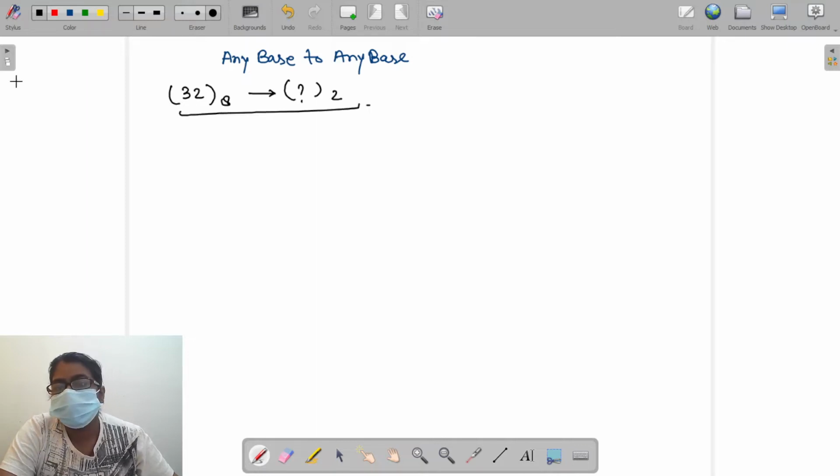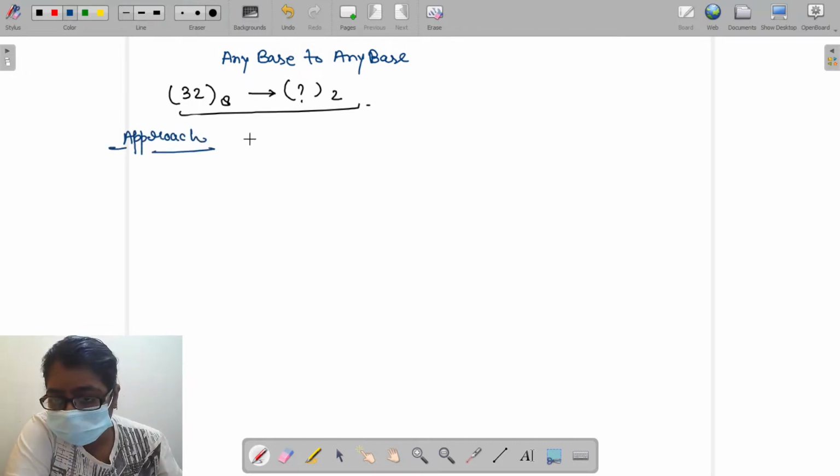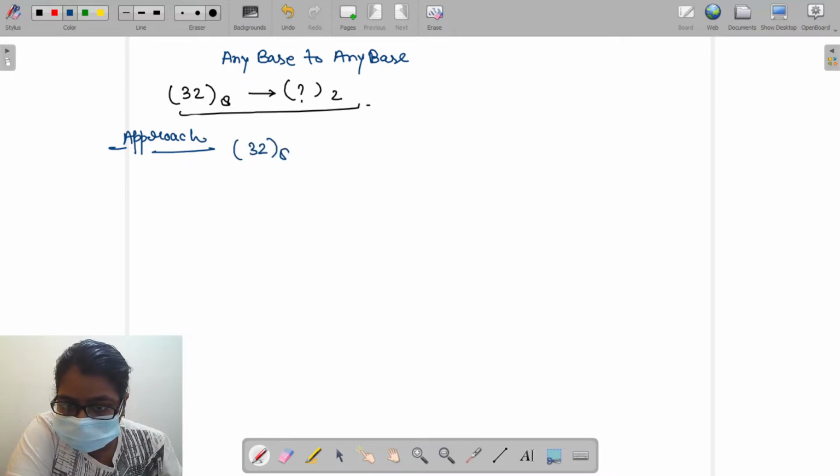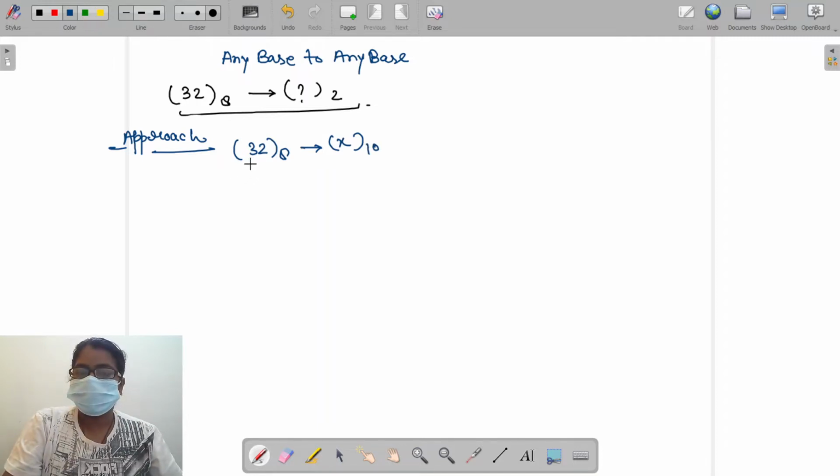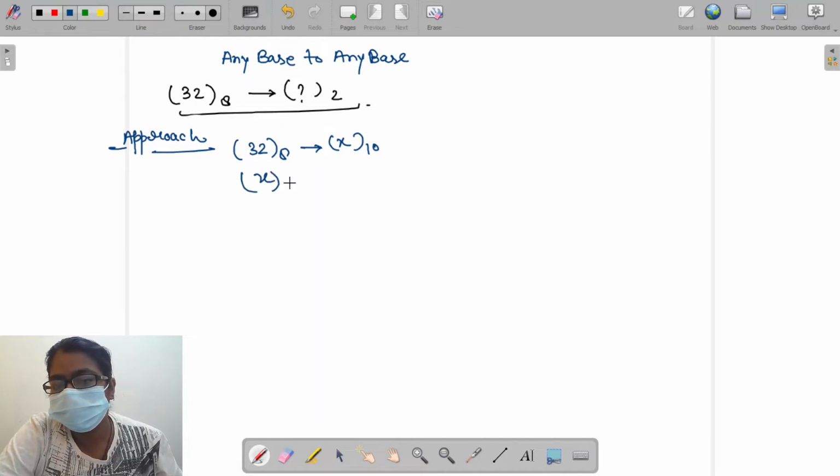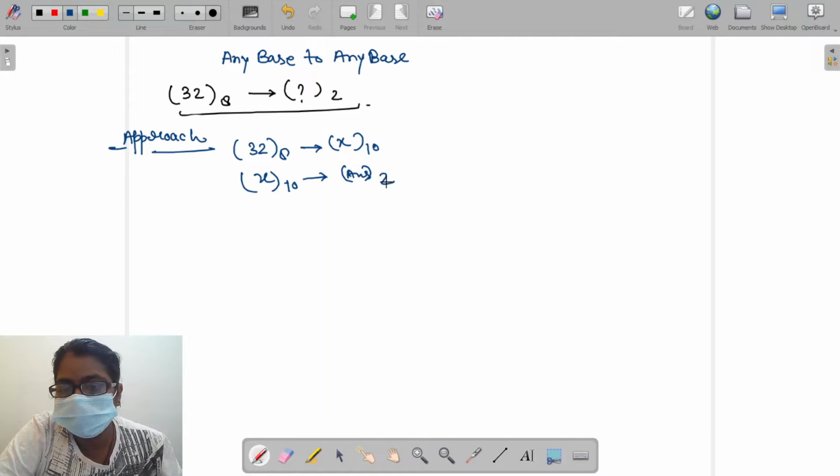So what will be our approach? First convert this octal to decimal, let's say it will be x, and then convert this decimal to binary. It will be our answer.